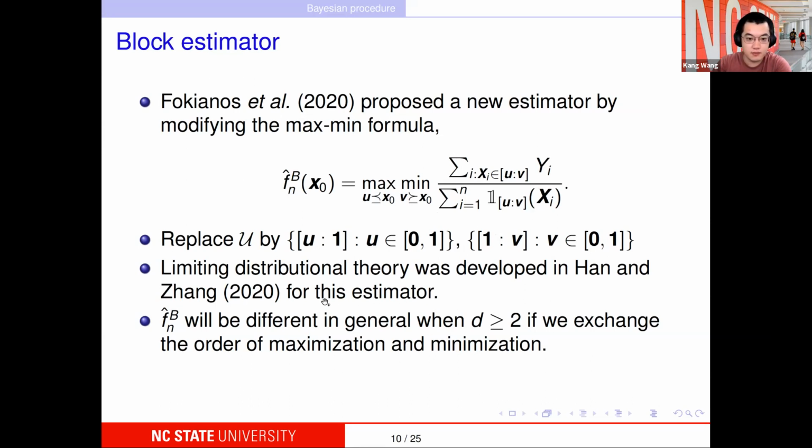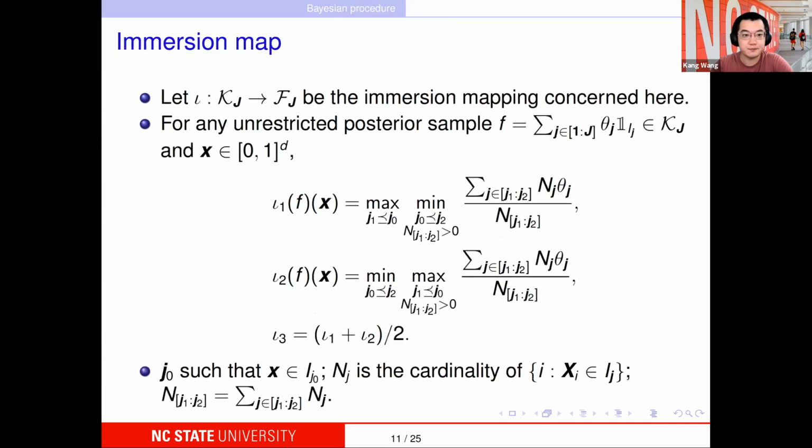With this definition, we can expect some limiting distributional theory, and this was developed in the Han and Zhang 2020 paper. But the block estimator is usually different when d is greater than or equal to 2 if we exchange the order of max and min, which is different from the LSE.